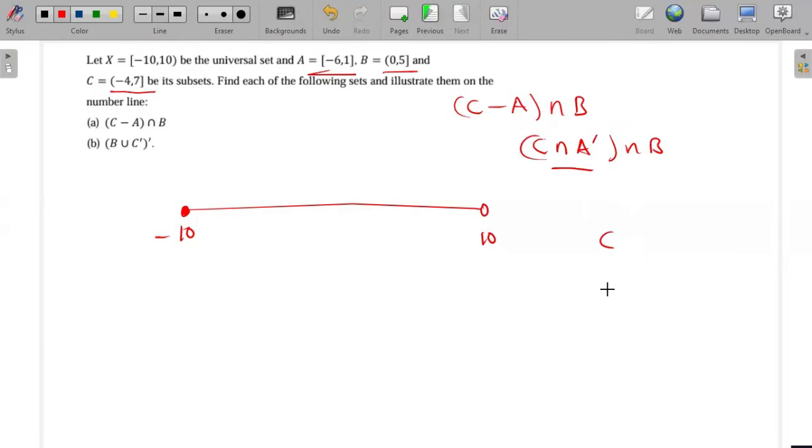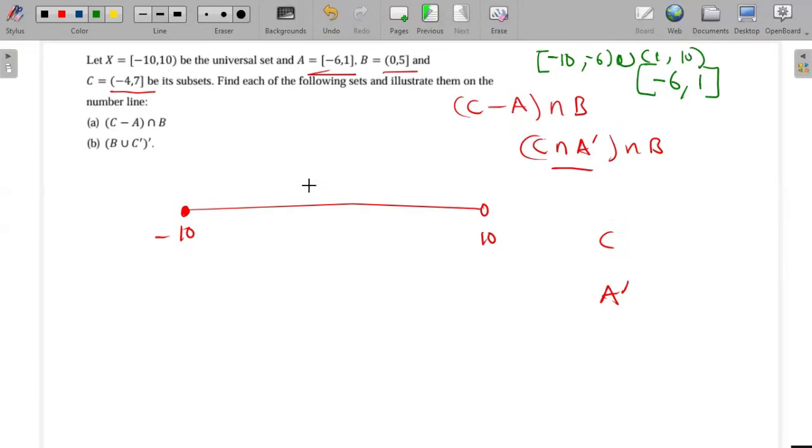We have our C. Let's find our A complement and find the intersection. A has been given, that is from negative 6 to 1, and it is closed on both sides. So as we open, we say open it there, and it goes all the way to negative 10, and it will be closed at negative 10. And then union, the other side opens up, and then it will be 1 all the way to the last point there, which is 10, and it is open at 10.